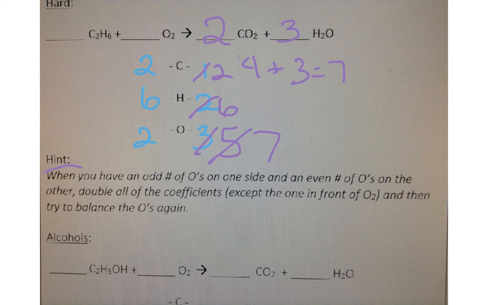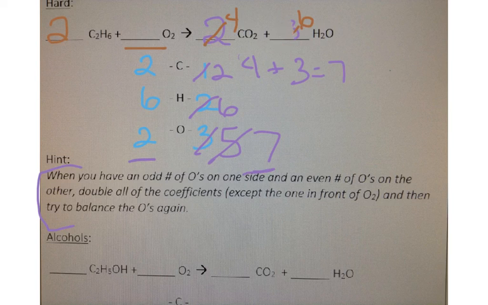So here's where my hint comes. When you have an odd number of oxygens on one side, so 7, and an even number of oxygens on the other for combustion reactions, so 2, double all the coefficients except for the one in front of the oxygen, and then try to balance the oxygens again. So what I'm going to do is double it. This one was a 1 in front of the C2H6, so 1 times 2 is now 2. I'm going to leave that one with the oxygen right here for right now. This 2 will become a 4, and this 3 will become a 6.